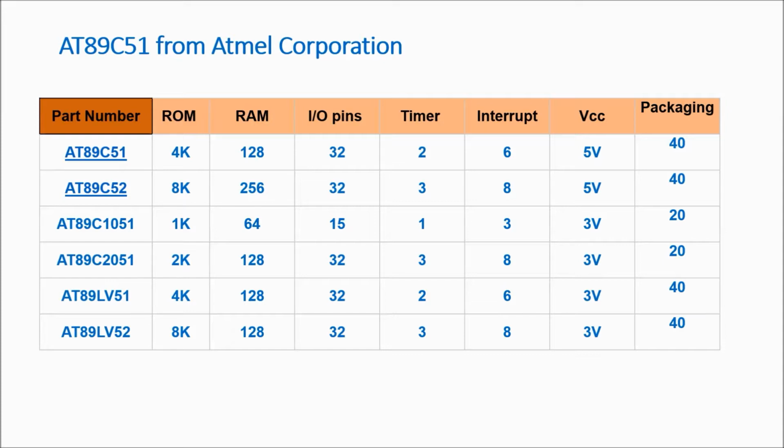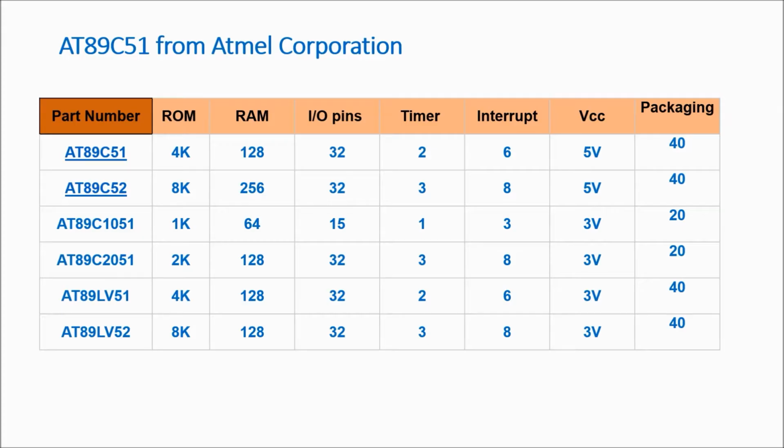This Atmel microcontrollers are available in the various types. That is 89C51, 89C52, 89C1051, 89C2051, 89LV51, 89LV52. The ROM memory of this microcontroller varies from 1 kilobyte to 8 kilobyte.